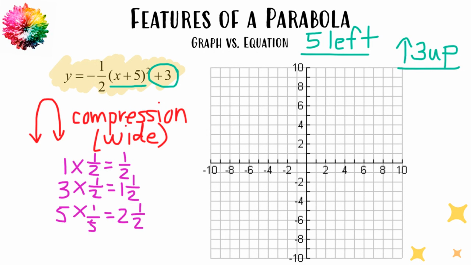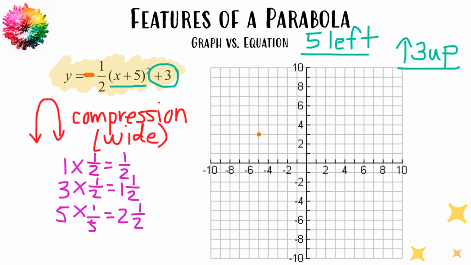So let's figure out where that would be on our grid. Starting from the origin 0, 0, you're going to go up 3 units, and then you're going to be moving 5 units to the left, and you're going to make your point over here. So clearly our vertex is going to be negative 5, comma 3. Now, we know because of this negative sign over here, our parabola is going to be opening downwards.